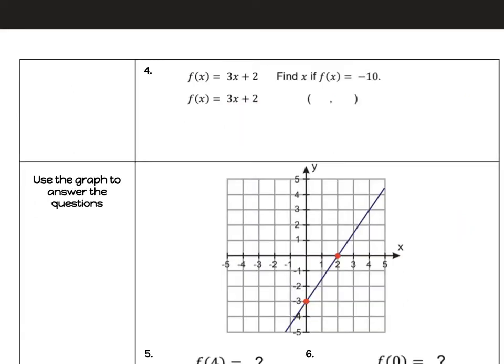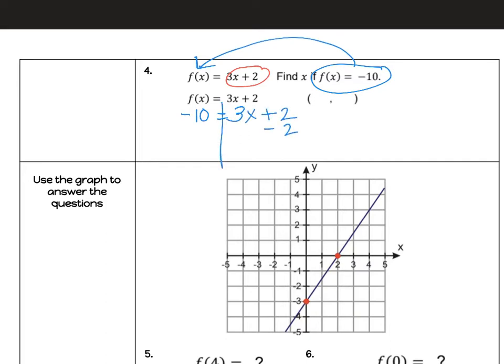We're going to do the same thing with this next one so that you can get a little bit more practice with that. In this example, again, we get the rule, and then we get what the function equals. So we're solving for x, so we need to plug that negative 10 into the left-hand side and then write the rule.